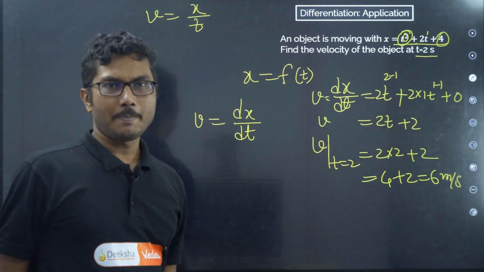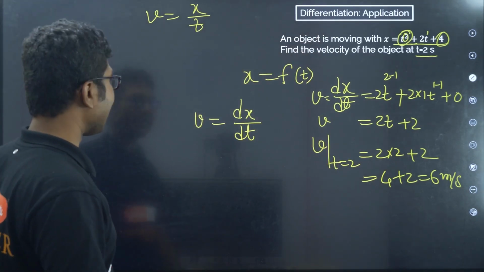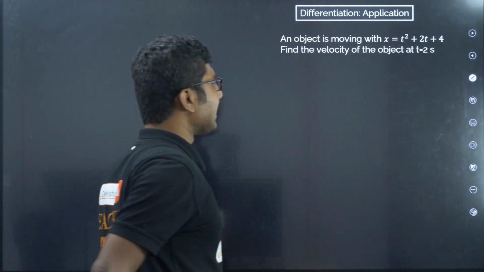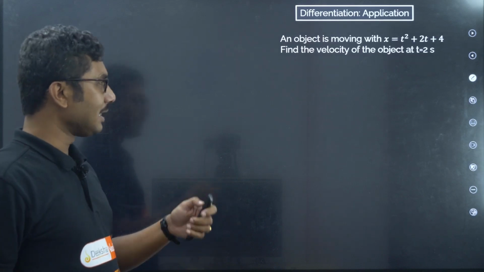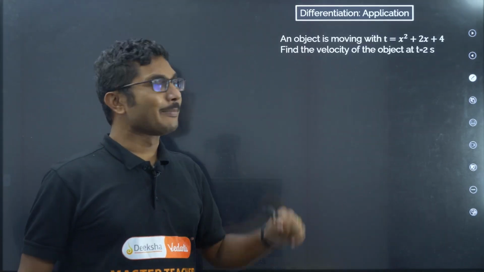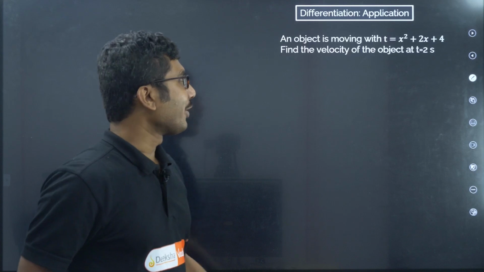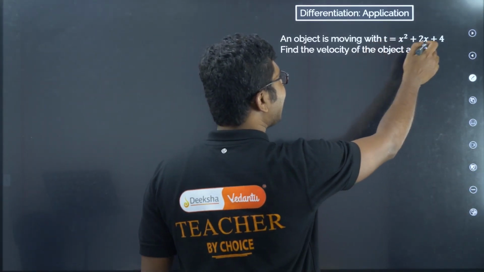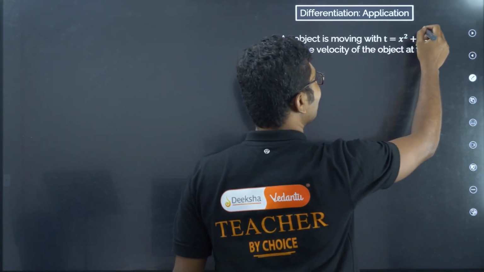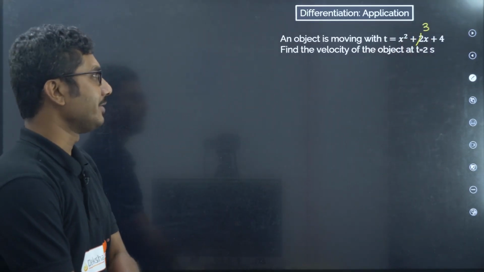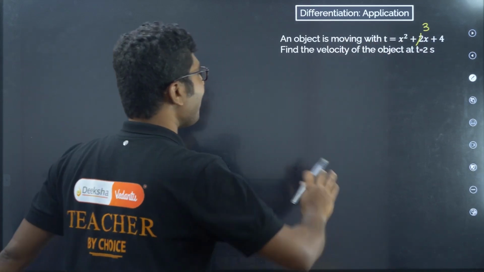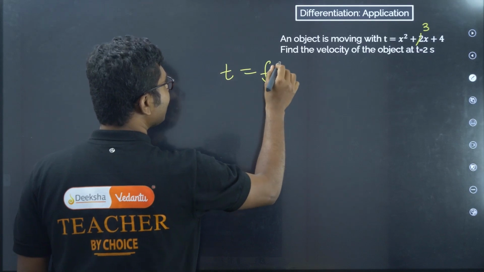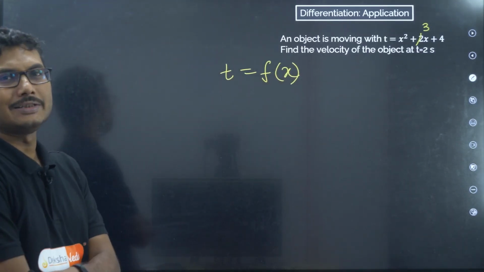Now similar problem, let me make it a little bit complicated. Similar problem, everything is same. Okay, how can we make this complicated? We have just converted t equals to x. Let's take this 2 as 3. Now similar problem, everything is same about this problem. Only thing is now t is given as function of x.